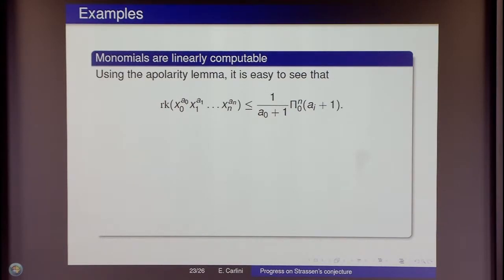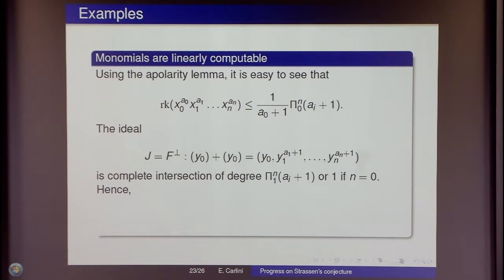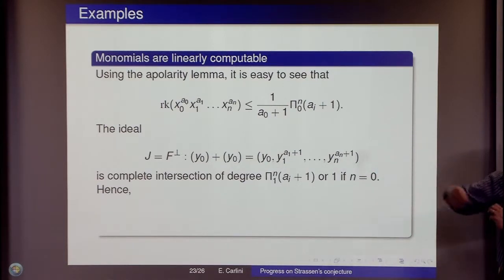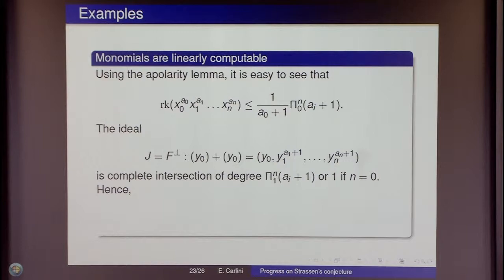So just to give the example of bimonomials again, you have the rank. You can write this expression. You can easily find the upper bound as we did here, basically using the same trick. And the lower bound is coming, again, in the same way, using the lowest exponent variable. So you find this complete intersection, and then you can multiply the degrees. Unless n is 0, you get this number. If n is 0, you get 1, just because your monomial is a power. So there is nothing to do, and the rank is 1. And so this is linearly computable in the simplest way.